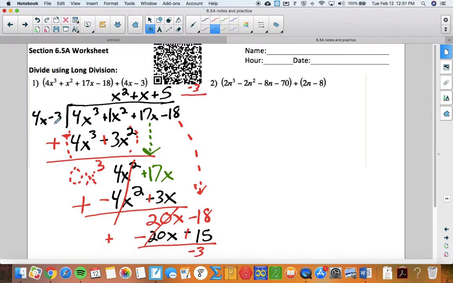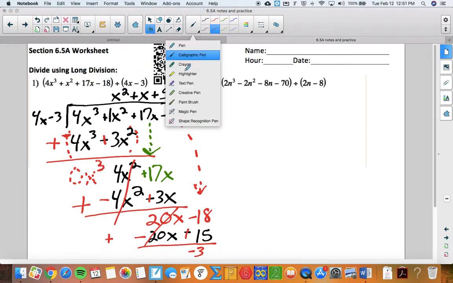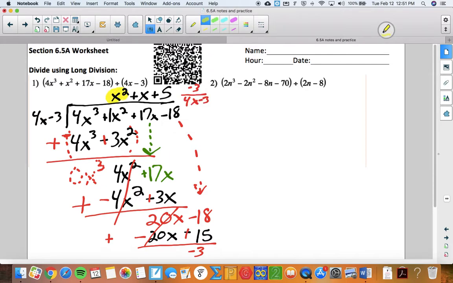And then underneath that goes what you were dividing by, the 4x minus 3. There we are. This is the solution. And if you were to multiply what you're dividing by with your solution, you would get that. But we're not going to try that. Don't worry about it. Alrighty, let's do number 2. So we have 2n minus 8.